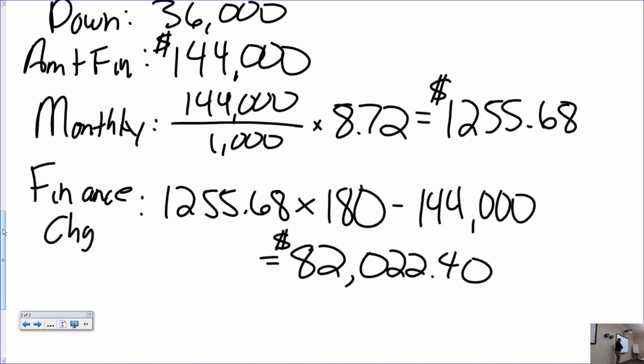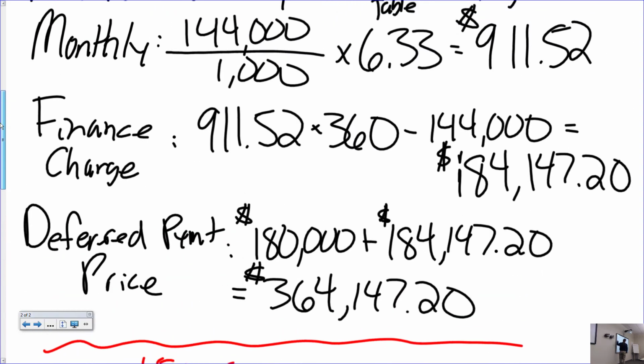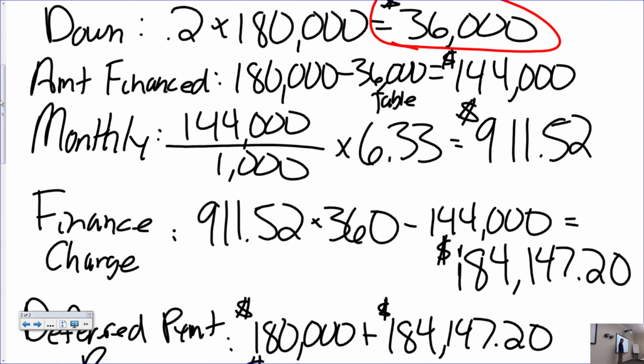All right, so not too bad. All right, so how does it work? Why is my monthly payment $12.55.68 or $9.11.52? How does it work, right? How is this amount going to make sure that I pay off my loan on the 360th month?